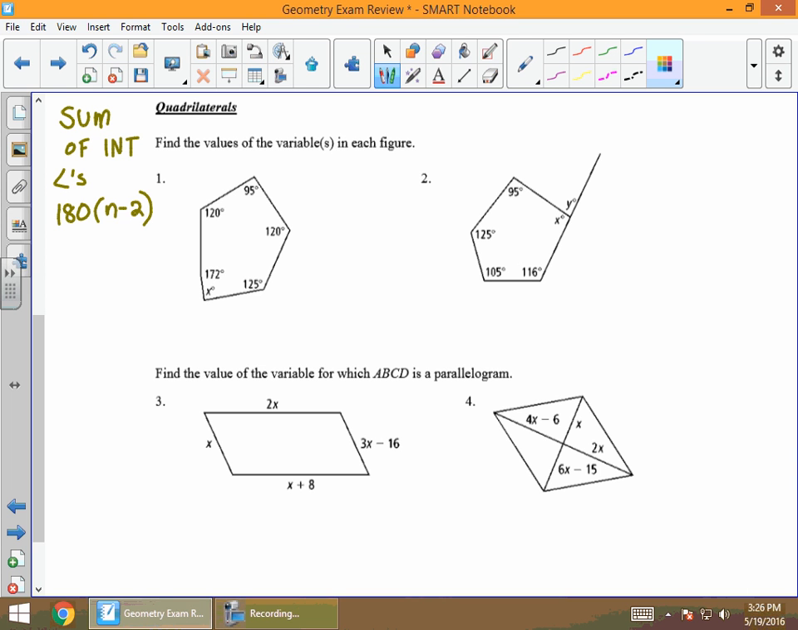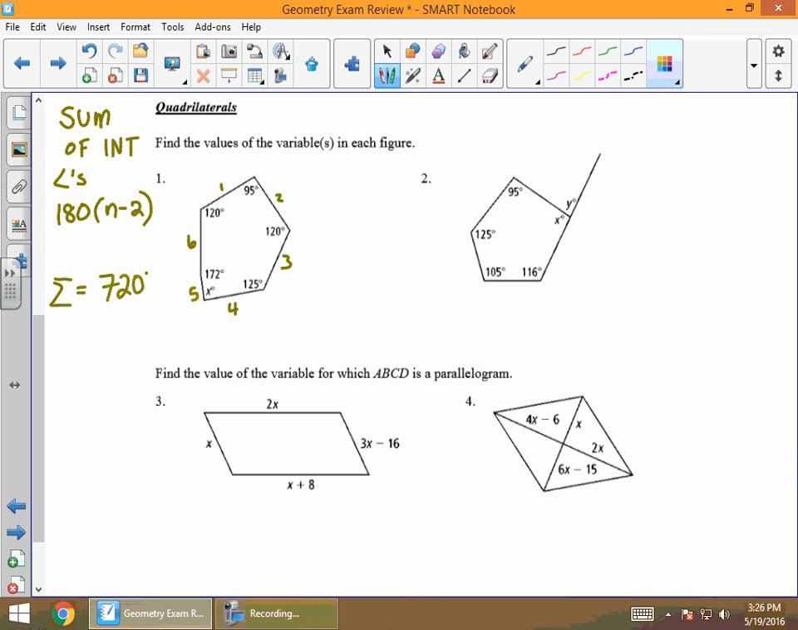So as I take a look at question number 1, I can see that it has 1, 2, 3, 4, 5, 6 sides. So the sum of the angles, remember that little fancy sigma, we called it. The sum of the interior angles, in this case, would be 180 times 6 minus 2. Well, 6 minus 2 is 4, and 180 times 4 is 720 degrees. So these have to add up to 720 degrees.